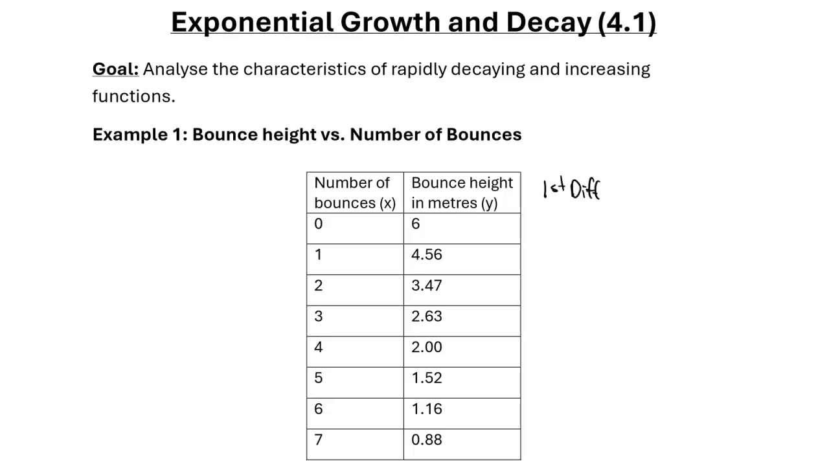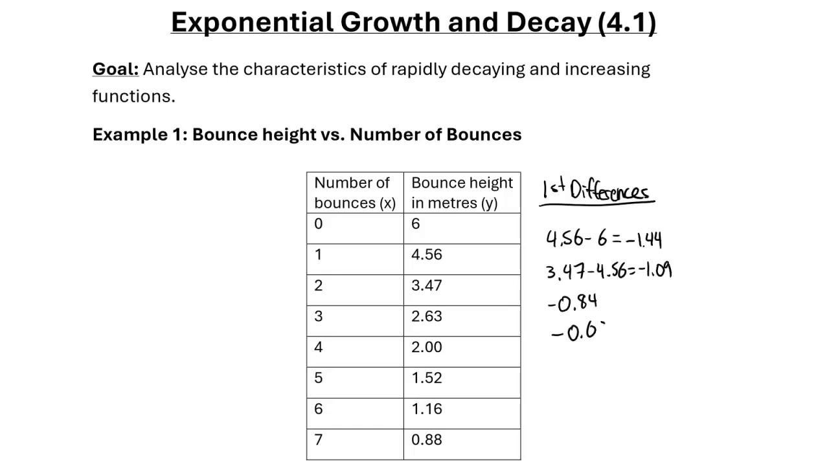So the first thing we're going to do is look at the first and second differences. The first differences, we take the second y value and subtract the previous y value. So 4.56 minus 6. It's always the later minus the earlier y value. And we're going to do that again with the 3.47 minus 4.56. And what we're going to get in each of those cases, in the first case, we get negative 1.44. In the second case, we get negative 1.09. I'm not going to draw out the 2.63 minus 3.47, but that's what we're going to do. And we get negative 0.84. Doing the same with the next one, we get negative 0.63. Then we get negative 0.48, negative 0.36, and negative 0.28.